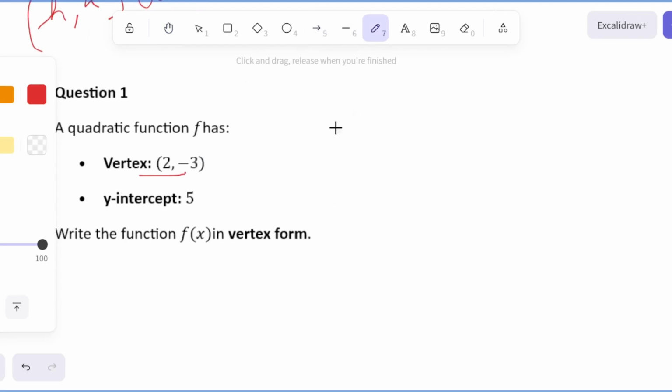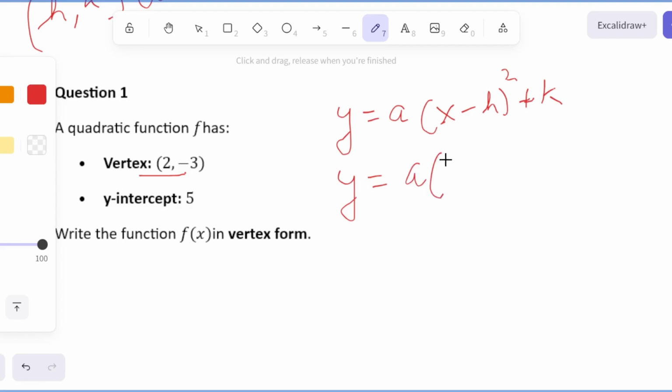As we know, y is always equal to a times (x minus h) squared plus k. Here we have already been given the vertex, right? We'll substitute that. So y equals a times (x minus 2) squared minus 3. Now we have to find the value of a. To find the value of a, we'll use the information that the y-intercept is 5. What does that mean? Y-intercept is 5 means the coordinate is (0, 5). Now we're going to substitute here and find the value of a.